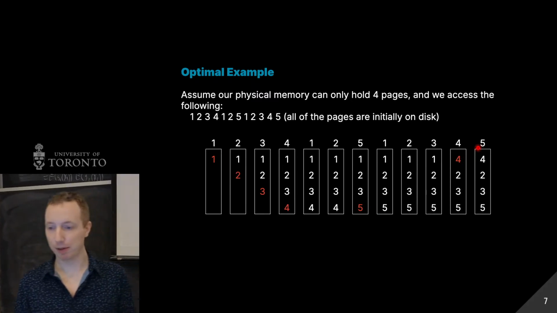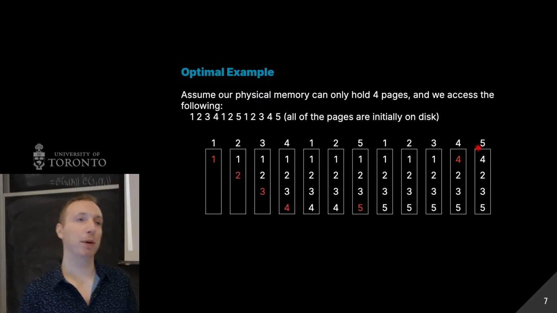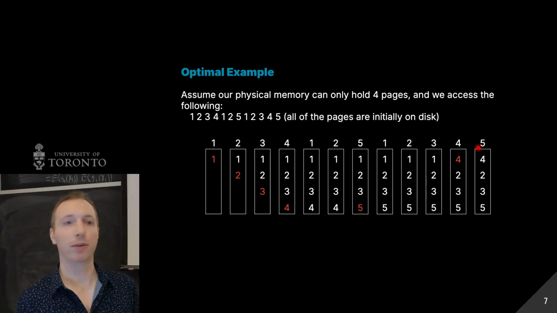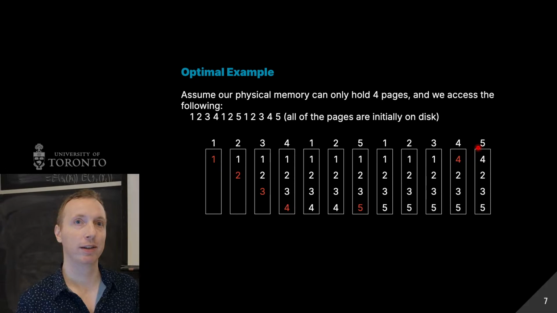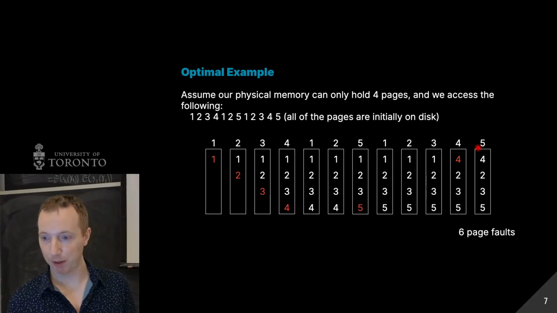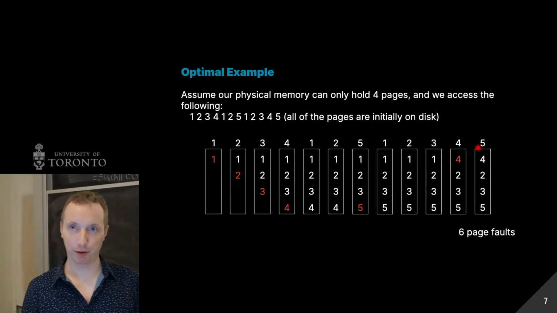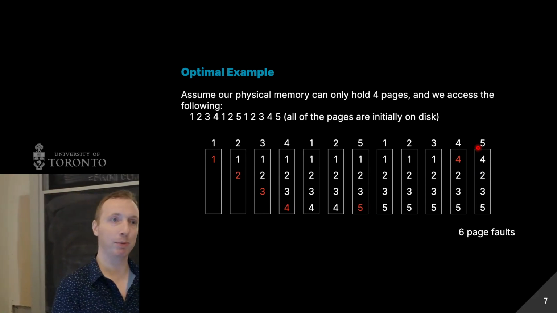So now all I have to do is count the number of page faults, which is just counting the number of red numbers. How many do I got? 6. So 6 page faults. Let's keep this in mind. This is our optimal thing to do. So everyone okay with the optimal?